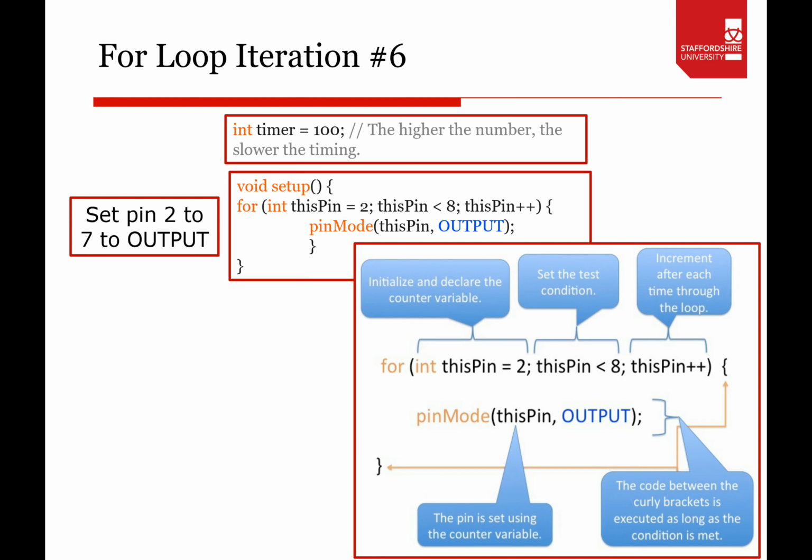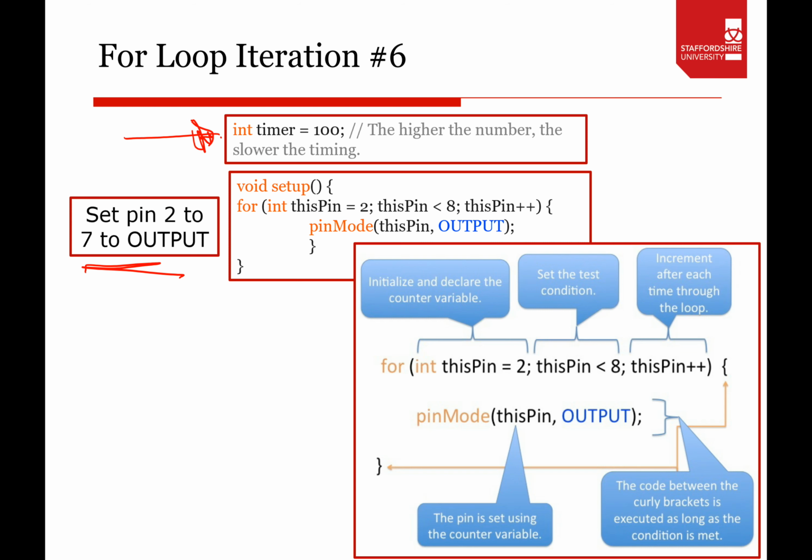So we're going to have a timer. The higher the number, the slower the timing. This is going to be the time in which the LEDs are going to be on. The first loop is going to set pins 2 to 7 as output, because as I previously mentioned, pins are automatically set as input. If we want to change them to output, then we have to physically do this.